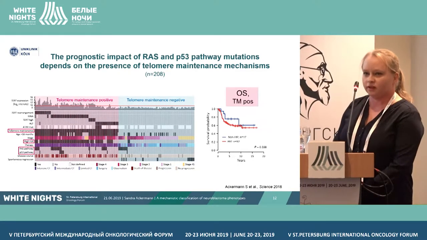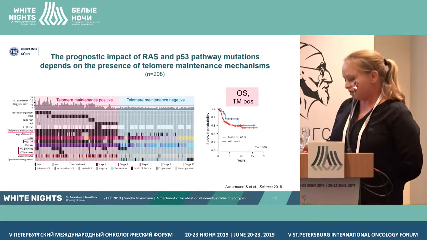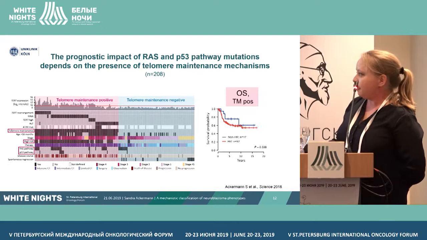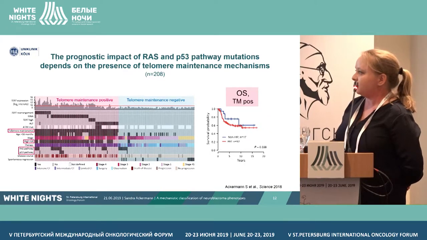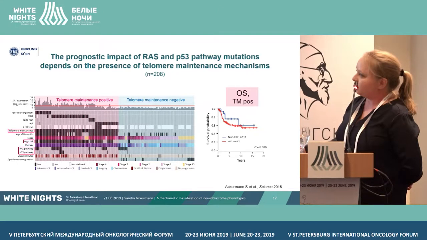Because as we just show here, it's not sufficient to have an activated oncogene. You still need telomere maintenance, because we also see some patients that even have more than one pathway affected, with very good survival. This is survival data here. And they all show these mutations, but still survival is very good.